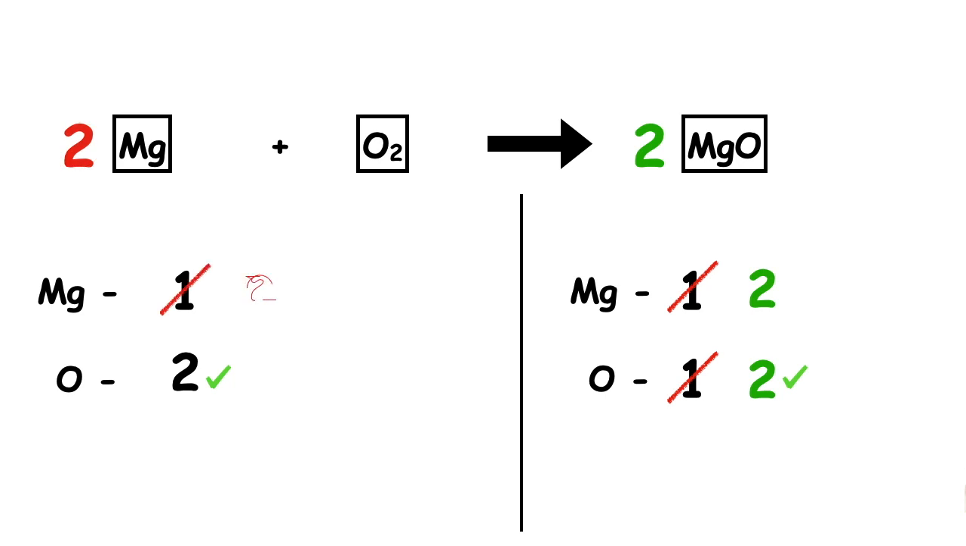What do we do to 1 to get to 2? We multiply by 2. We tick them off. How many oxygens do we have on the left? We still have 2. And on the right, we have 2. This is our balanced equation.